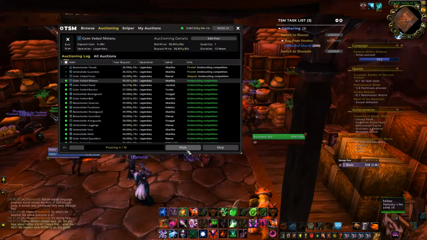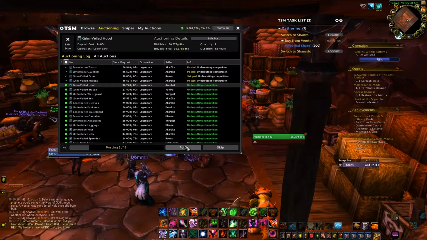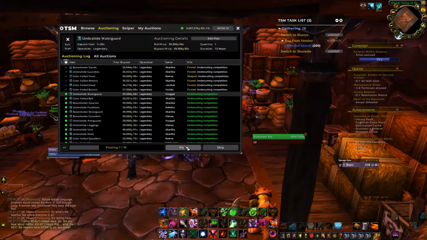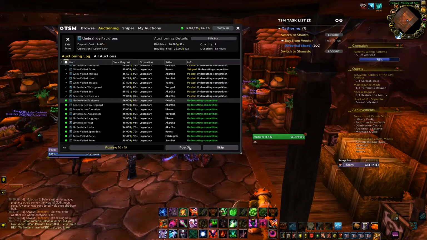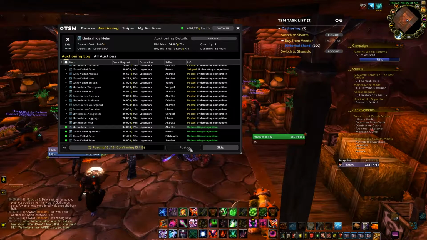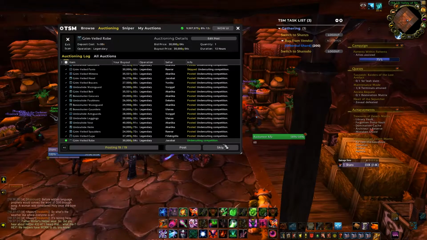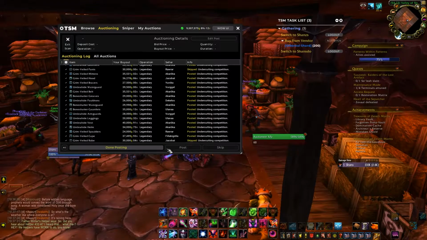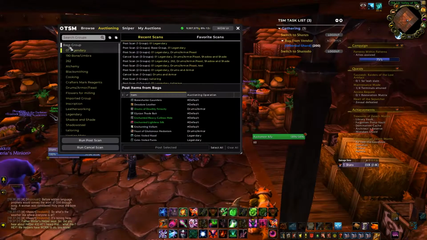Comes with experience. So if you use your macro, just eyeballing these, it looks like the rest of them are good. I know the Grim Robe is a little out of whack right now too, so I'm going to skip that one as well. Boop. And there we go. They're all posted. I just posted all of that stuff. Now I'm going to exit scan.